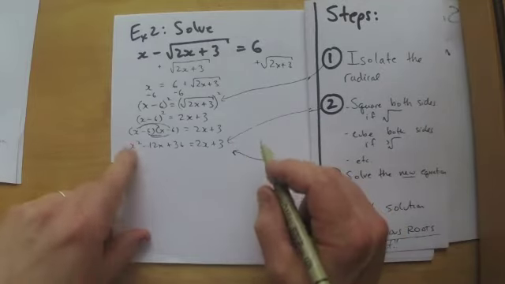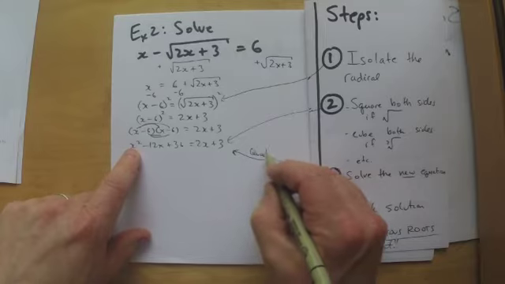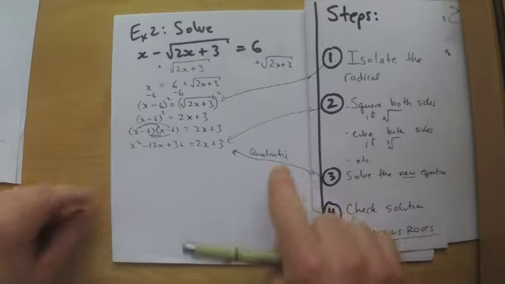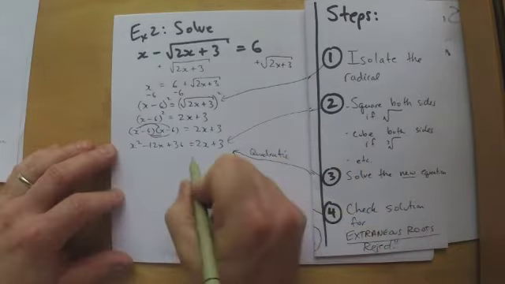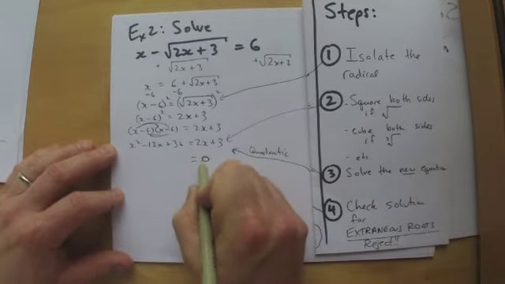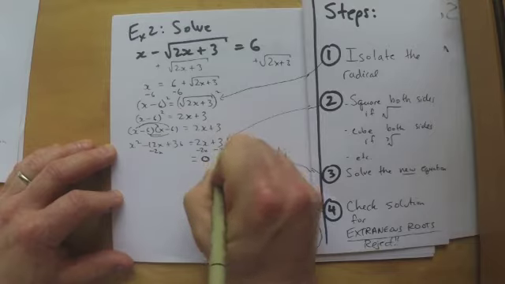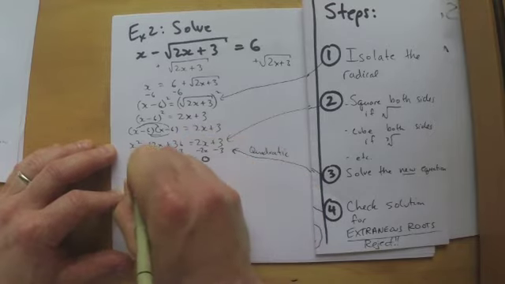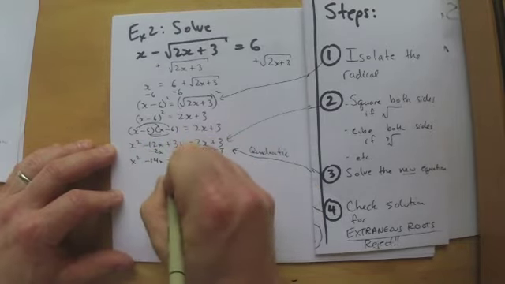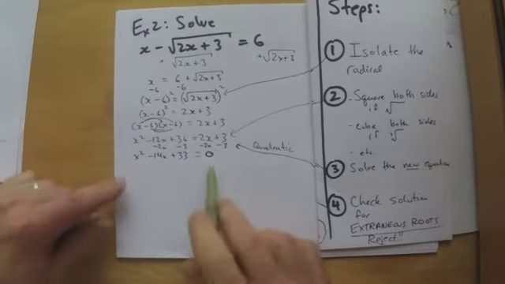And what is the new equation? It's got an x squared. It is quadratic. And how do we always solve quadratics? We always get them equal to 0. So I'm going to subtract 2x from both sides and subtract 3. And you end up with x squared minus 14x plus 33 equals 0.